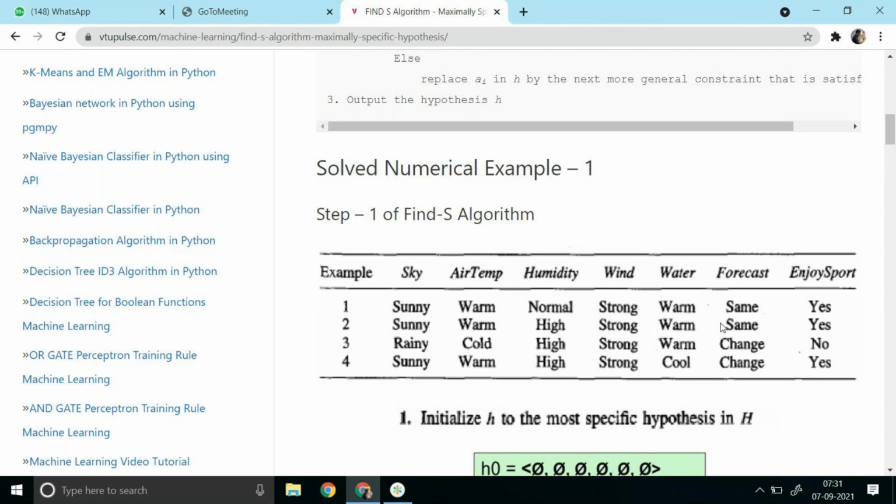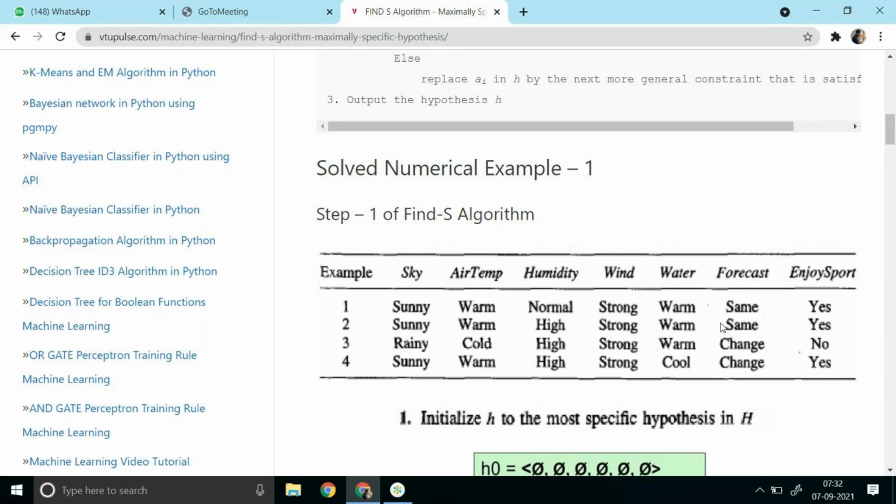Now compare the fourth one with the second. Once we have got a question mark, it will remain a question mark. Then strong, and then there is a change in water. Water is changed, so that becomes a question mark. The forecast is also changed, so that also becomes a question mark. So the final hypothesis is sunny, warm, question mark, strong, question mark, question mark.